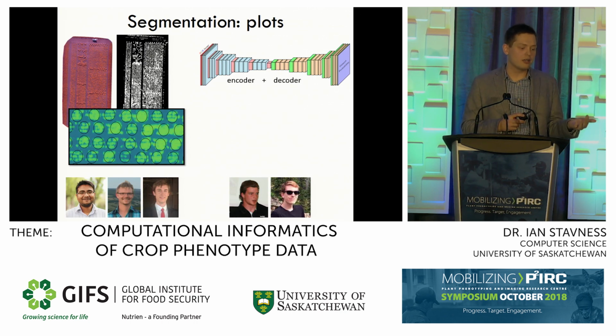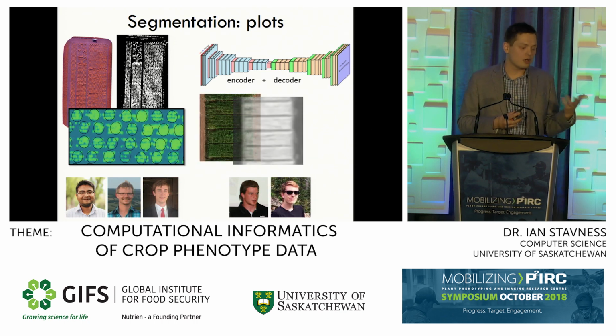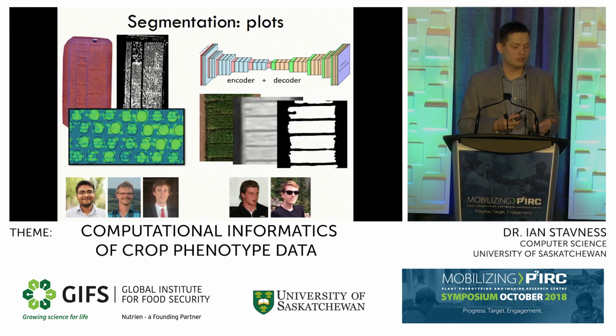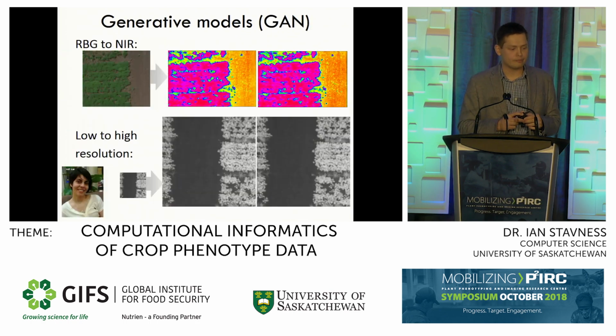And then we're also working on deep learning approaches for segmentation. These use a similar CNN architecture, but you have an encoder part and then a decoder part that expands the image back up in order to get a probability of different classes. We've started to look at this for automatic plot segmentation, to make the plot segmentation aspect fully automatic.